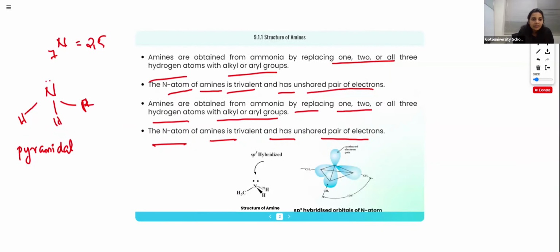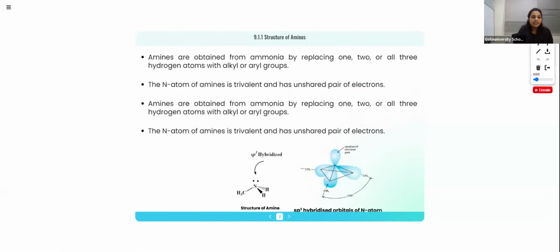As I told you, the hybridization of nitrogen here is sp3 hybridization. The hybridization of nitrogen in ammonia is sp3. What is sp3 hybridization? I will show you how you get sp3 hybridization. For nitrogen, what is the subshell electronic configuration? 1s2, 2s2, 2p3, right? We are going to discuss how the nitrogen atom in ammonia gets sp3 hybridization.